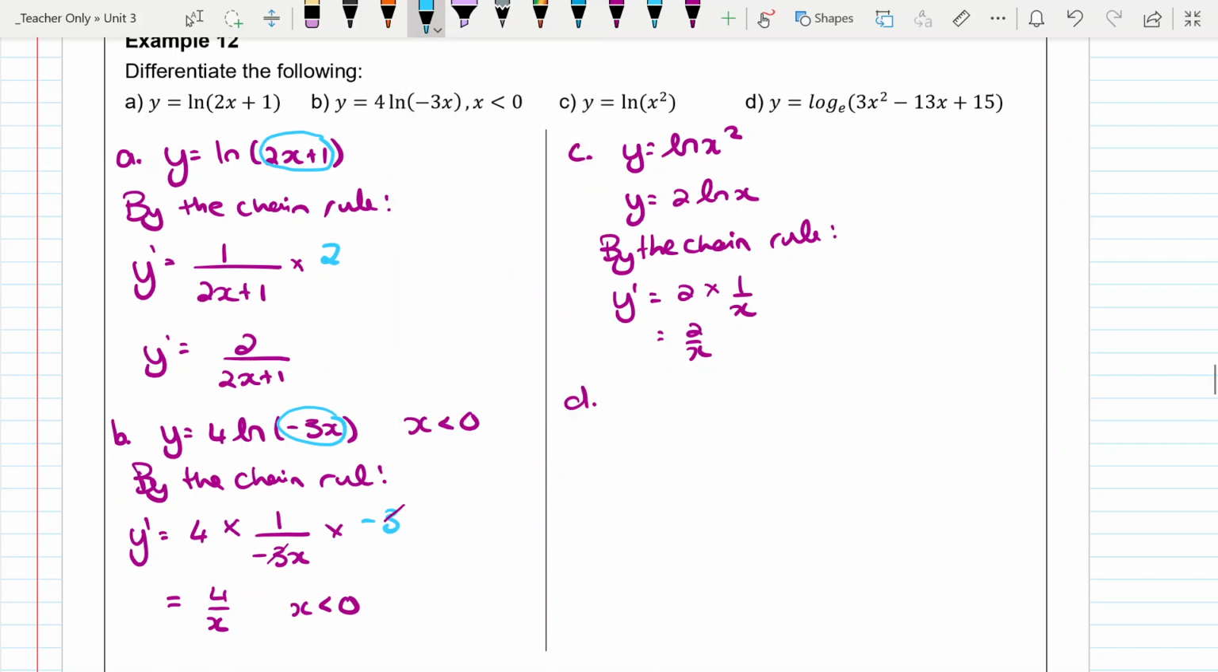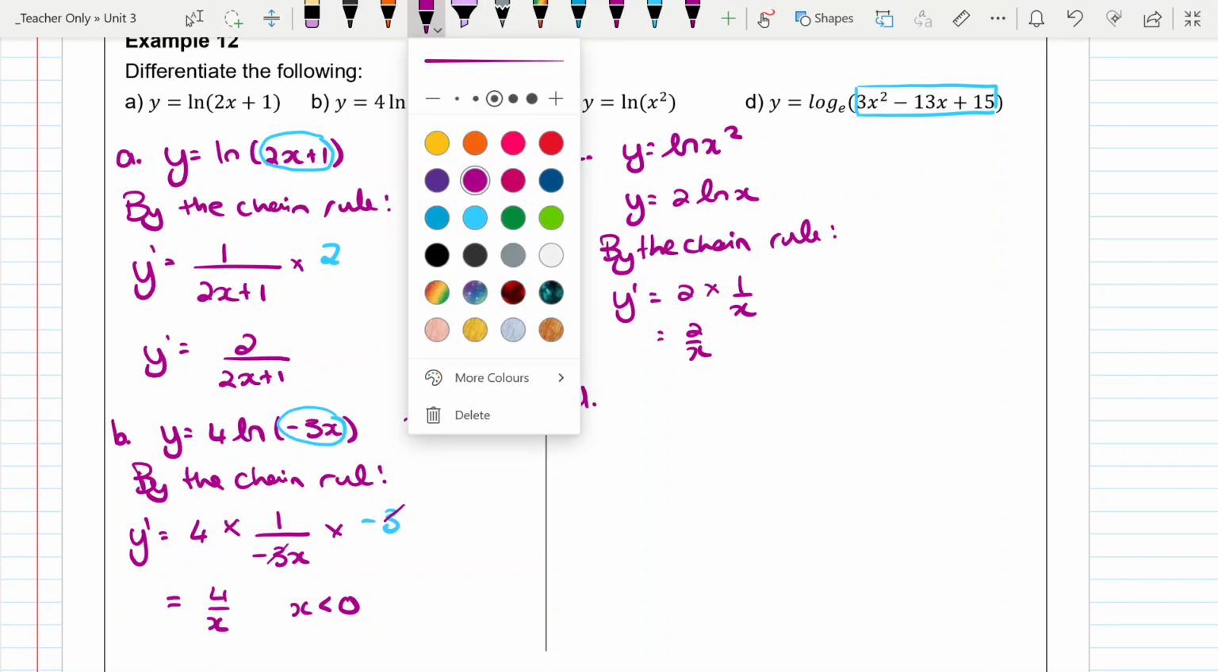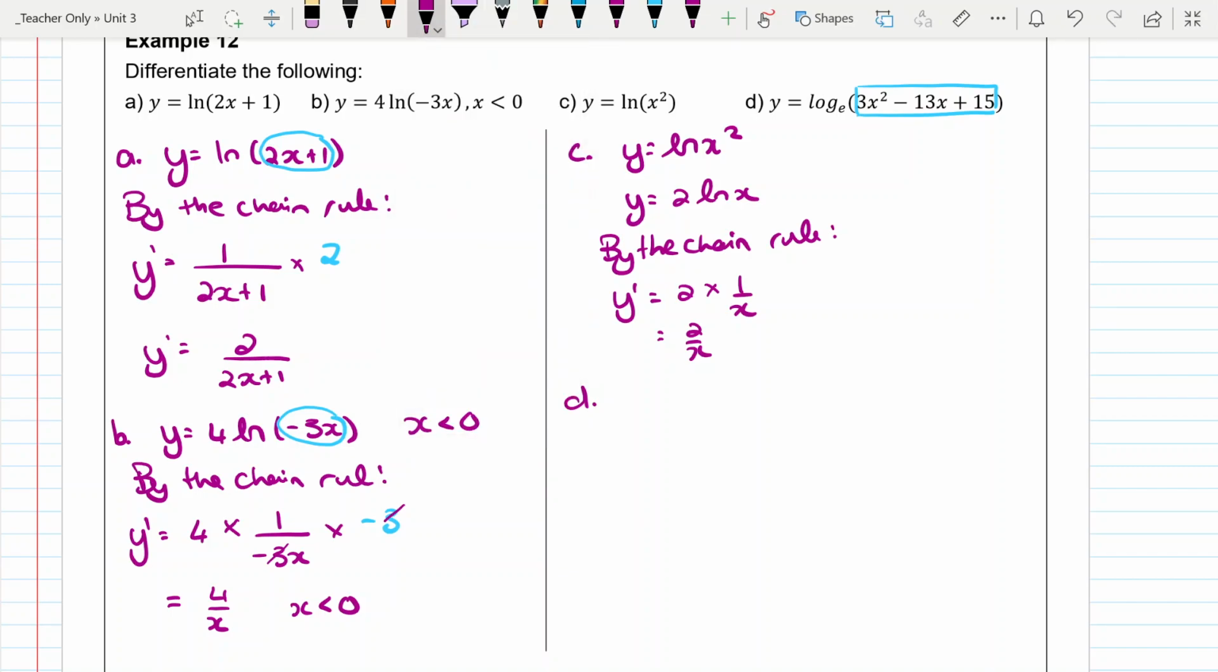Right, the last one. It looks pretty hairy. I can't simplify that using my log laws, but I can see I have an inside function here, and then my log base e is just the same as ln. Okay, so we have y equals ln of 3x squared minus 13x plus 15.